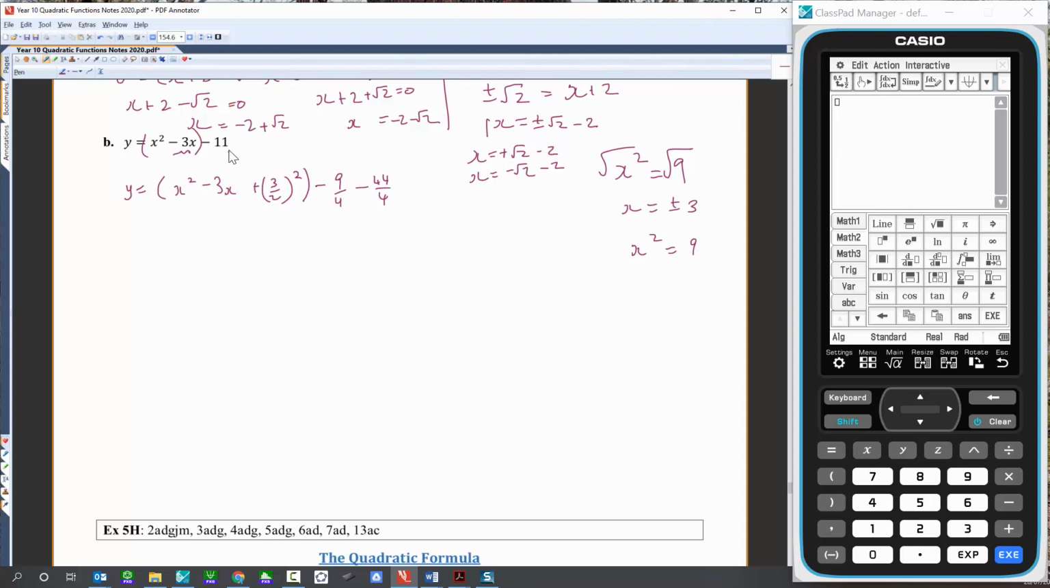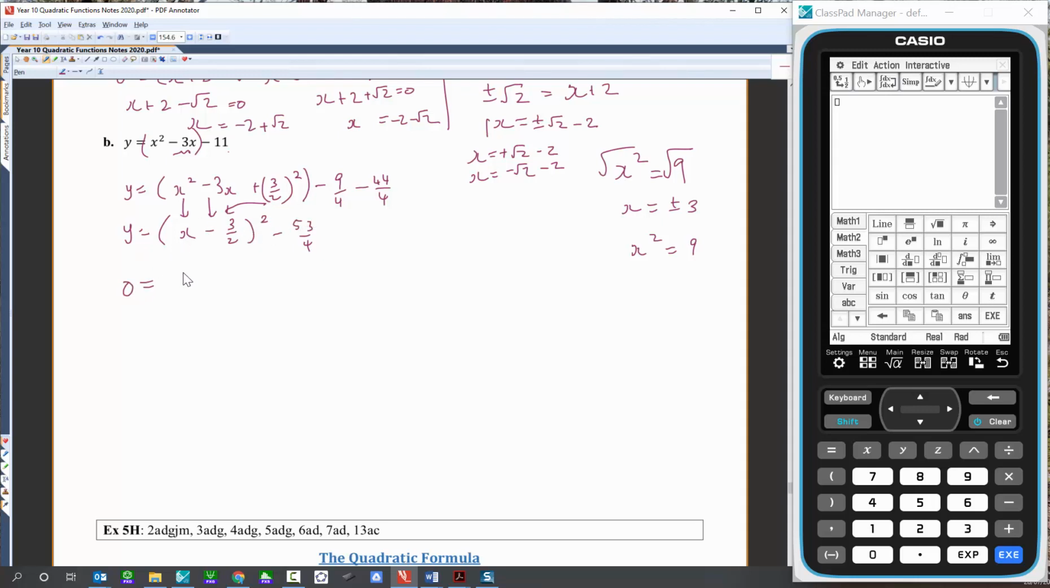Okay, so I already know that this will be collected up, so I'm just going to write it as 44 on 4. Let's factorize it. So it's (x take 3 on 2) all squared, take away 53 on 4. Again, you could run the difference of perfect squares on this by rooting and squaring, but I think the best bet is to solve it.